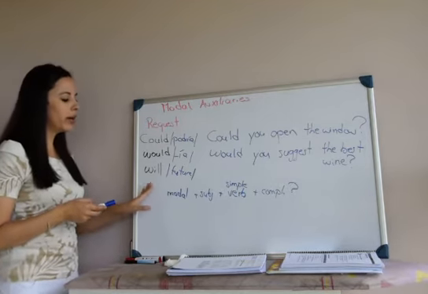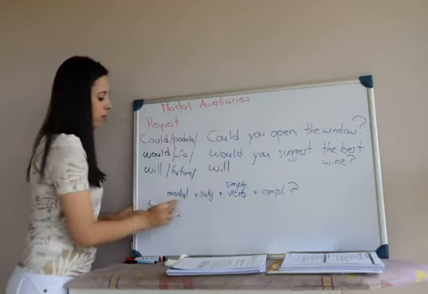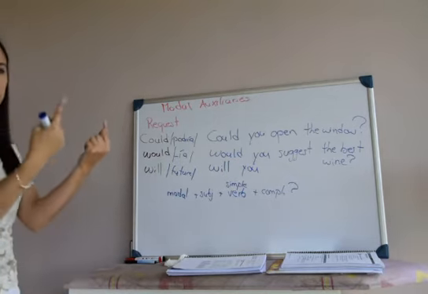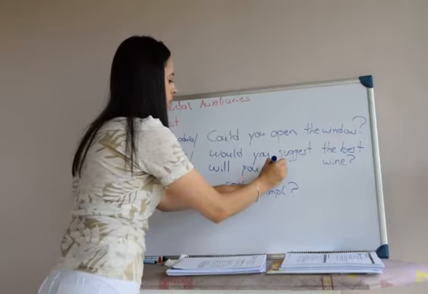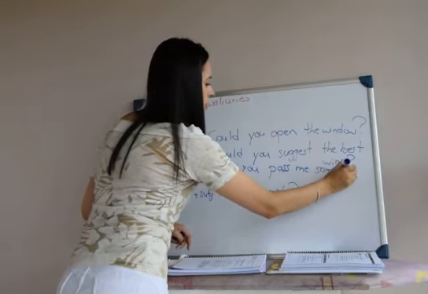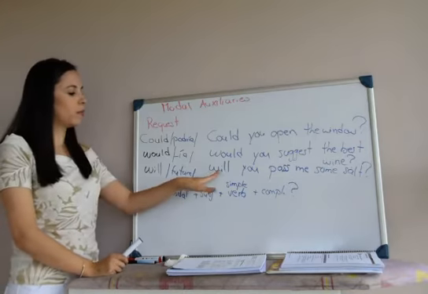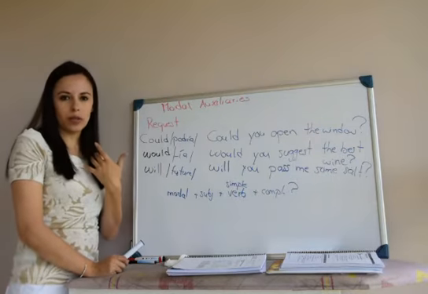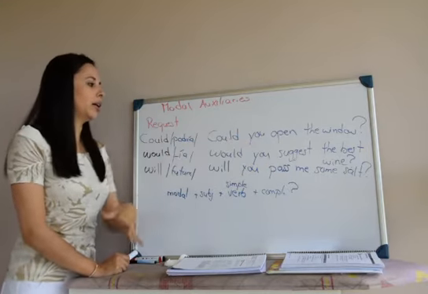And finally, with will, we follow the same order. Will, that will be the modal, subject, you, if you're talking directly to the person who is going to answer the request. Will you pass me some salt? And question mark. So we have modal, will, subject, you, simple verb, pass, and complement, me some salt. So we are always following the same structure. What we change is the modal auxiliary and the verb and complement.